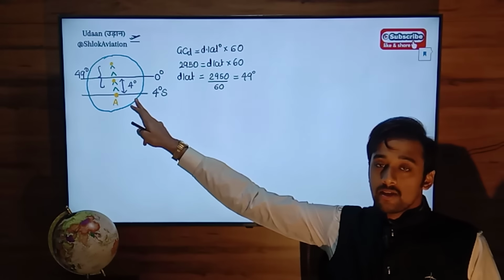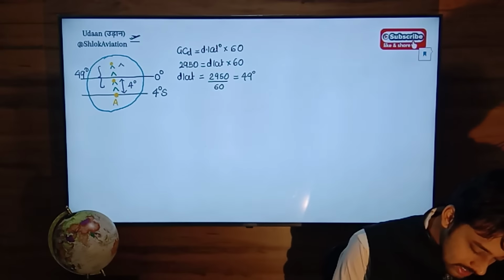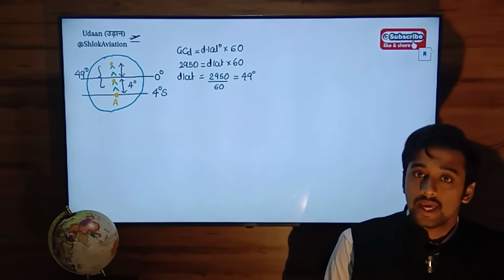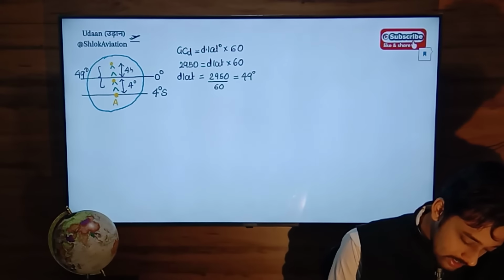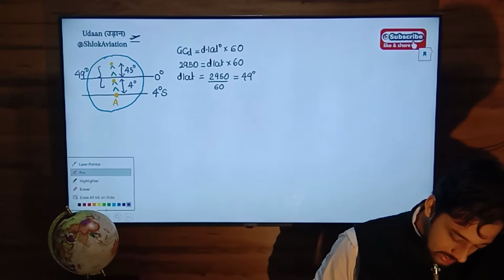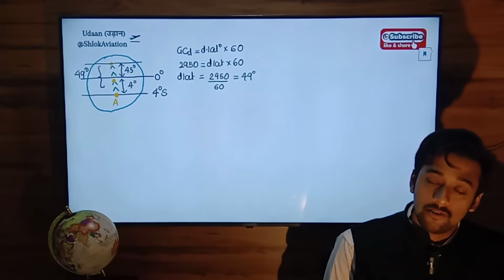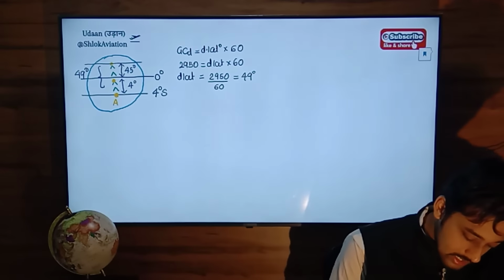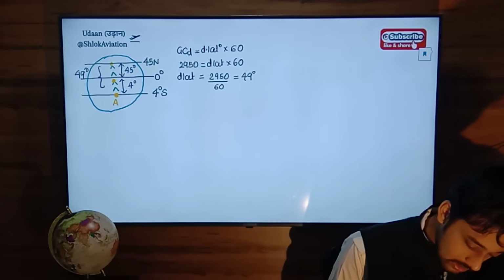So what is the remaining difference in latitude? 45 degrees. So the remaining 45 degrees will be in the northern hemisphere between the equator and 45 degrees north latitude. So this is 45 degrees. So the final latitude after starting from A and flying in a northerly direction is 45 degrees north.